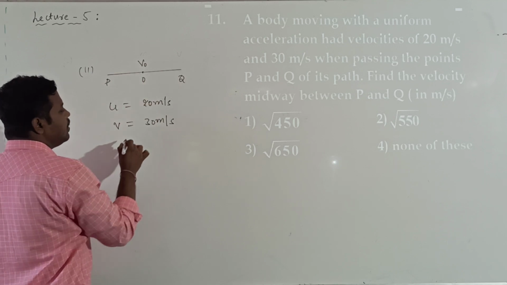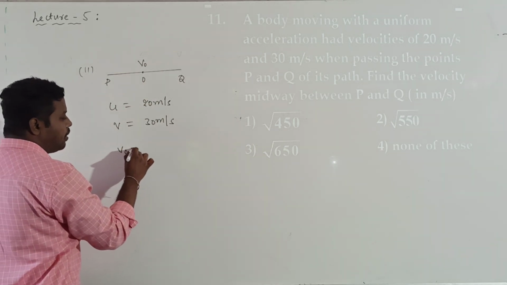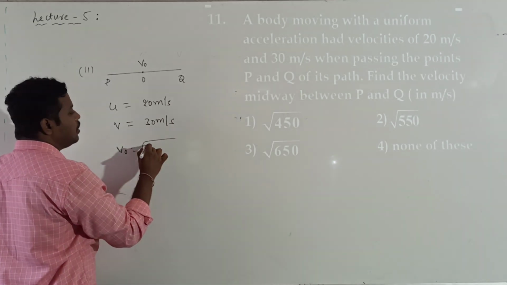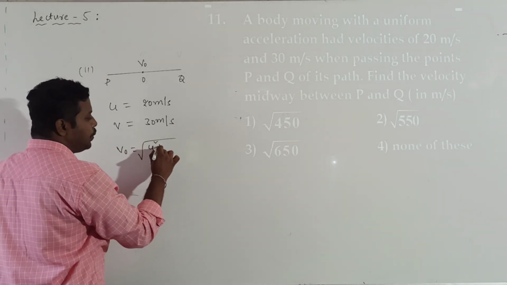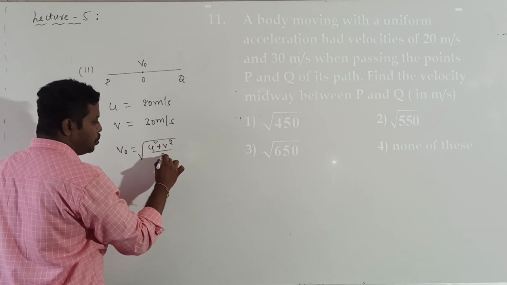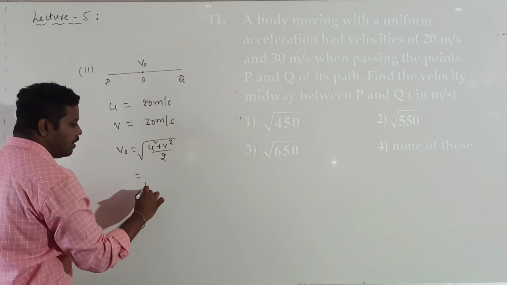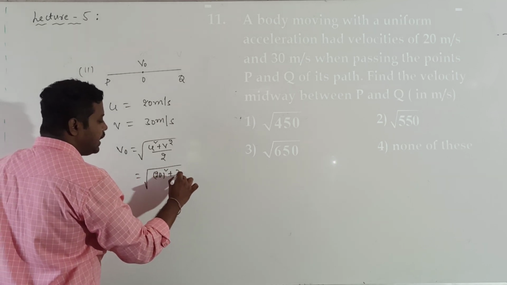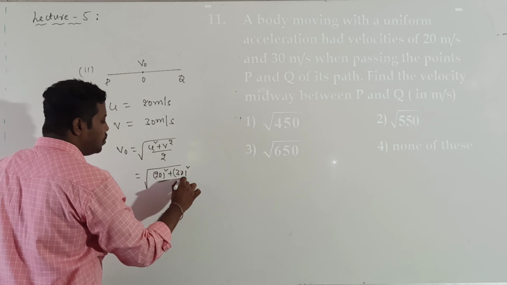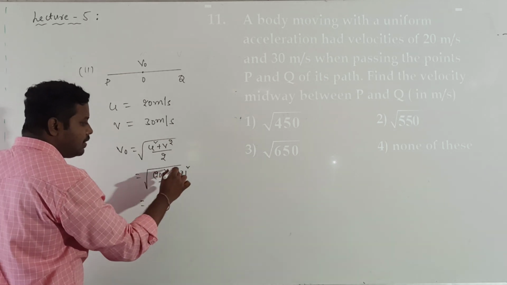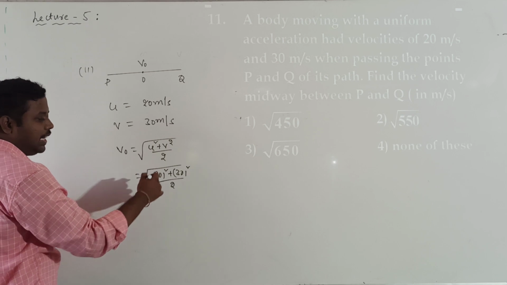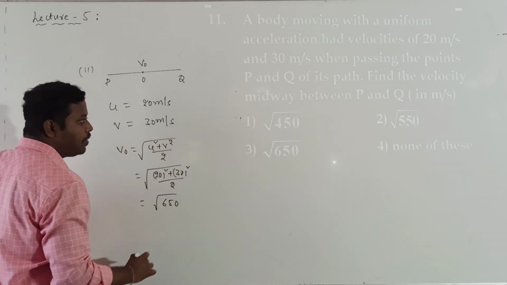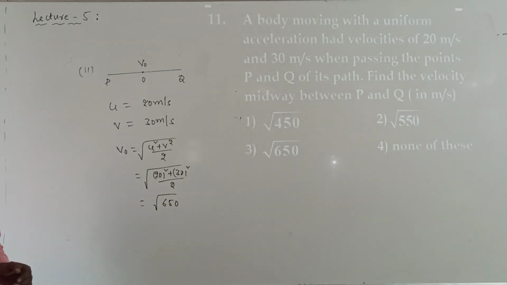Can I call it V naught? So what is the formula for V naught? Because I derived this formula in the synopsis, I am directly writing the formula: V naught is equal to root over (u square plus v square) divided by 2. So the answer is root over (20 square plus 30 square) divided by 2. That is 400 plus 900, that is 1300 by 2, which is 650. So the answer is root over 650.